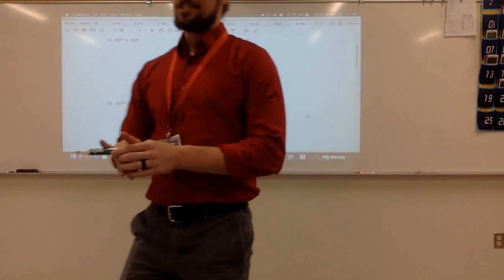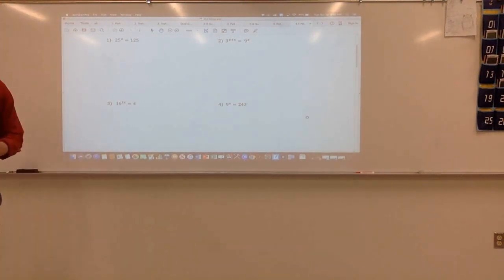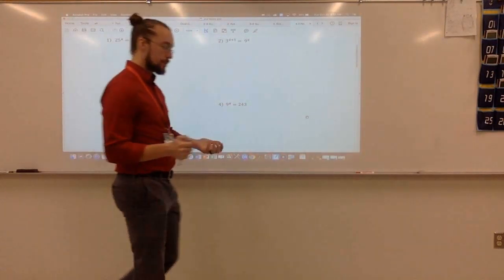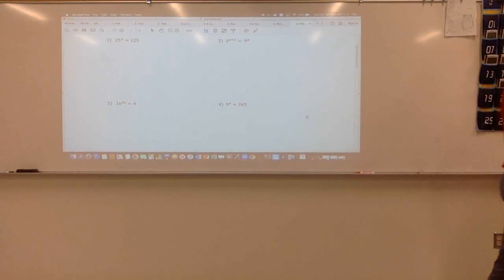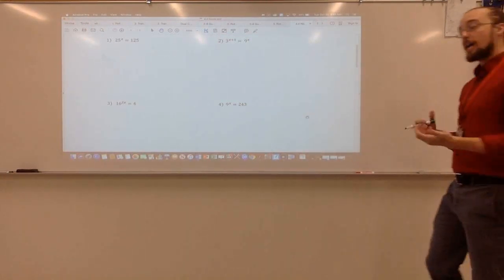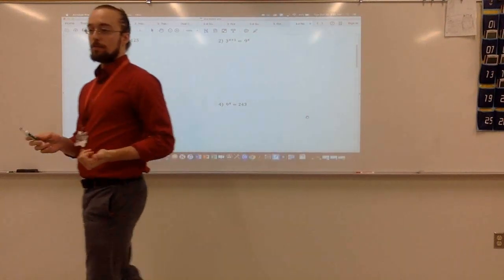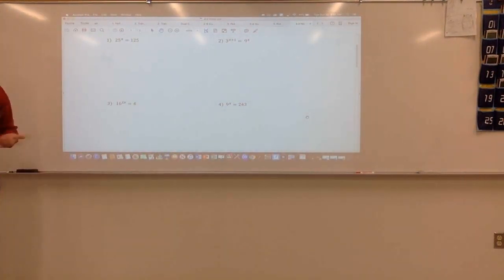Our final section in chapter 4 is all about solving exponential and logarithmic equations. To solve these types of equations, we're going to use a few of the different properties that we've been talking about over the last 3 sections. For a lot of these problems, there's more than one way to solve them. I'm going to show you multiple different strategies, but for a lot of these problems, you could use a couple of the different strategies.